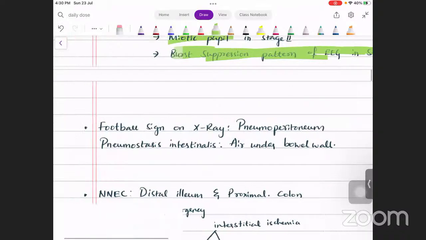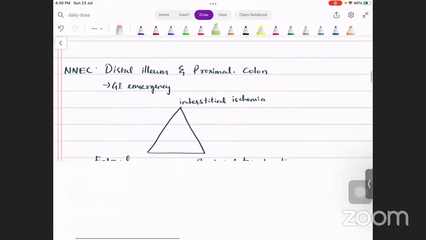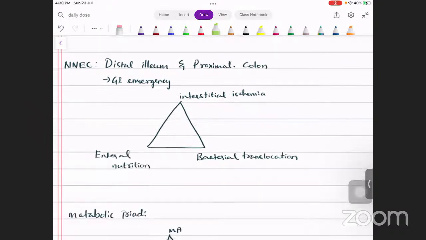Apart from that, football sign on X-ray indicates pneumoperitoneum. Pneumatosis intestinalis, air under the bowel wall, you may see. These are the important ones. You may see them in pediatric emergencies. Apnea of prematurity, congenital diaphragmatic hernia, HIE, and neonatal sepsis are all pediatric emergencies.